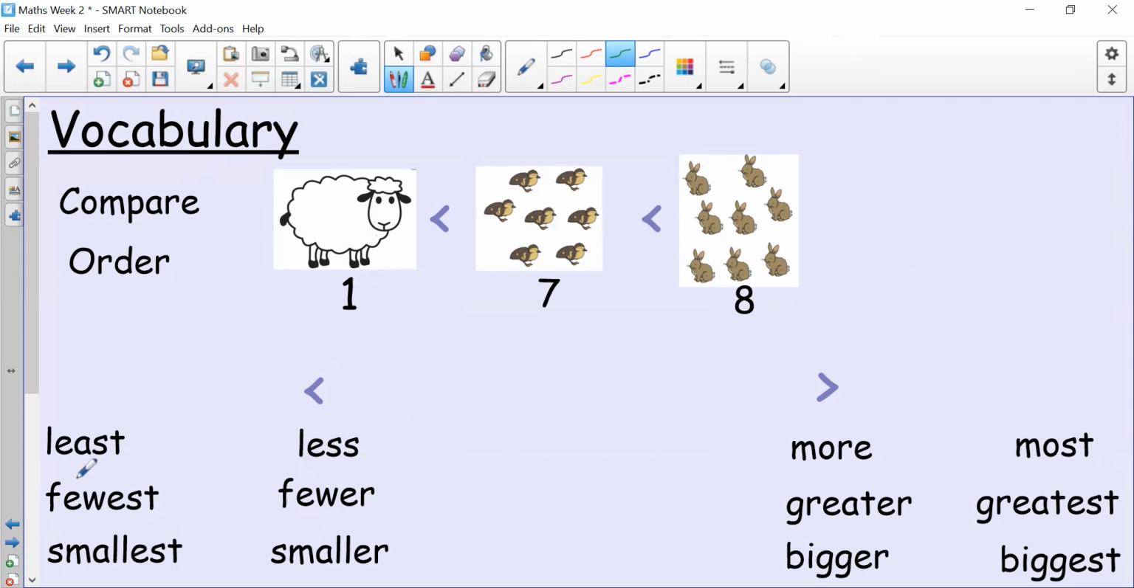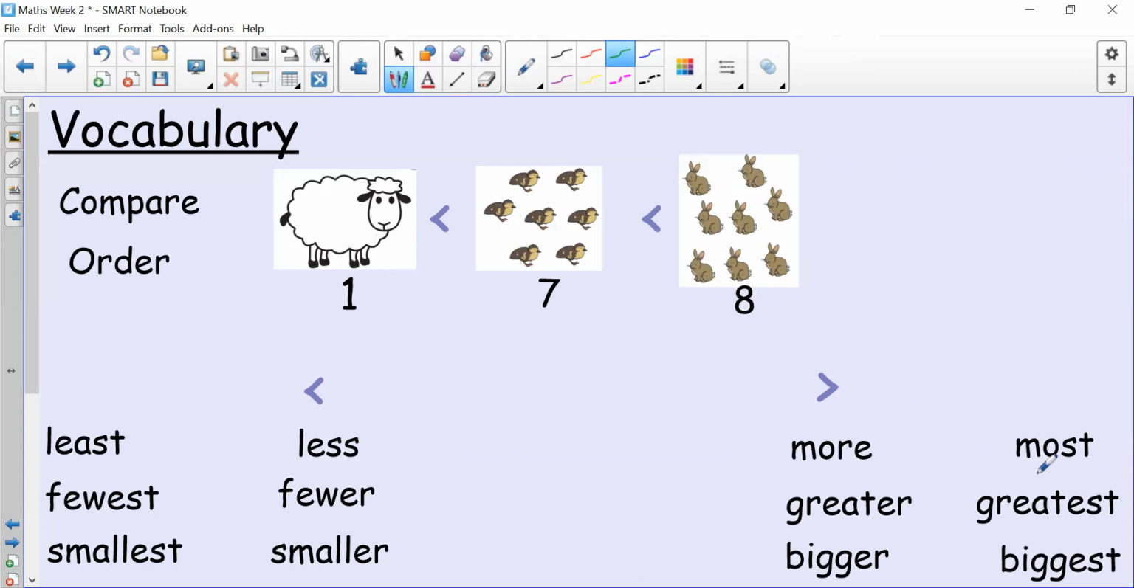But then we've got these new words here. We've got least, fewest, and smallest. Now those words all mean, if you're comparing a variety of different numbers, or more than two numbers, the number that is smaller than all the other numbers. And then over here, we've got our more than or greater than symbol, or bigger. These all mean the same thing.